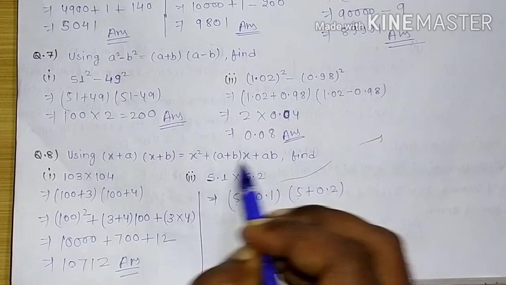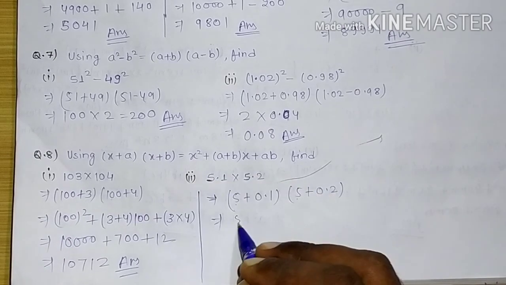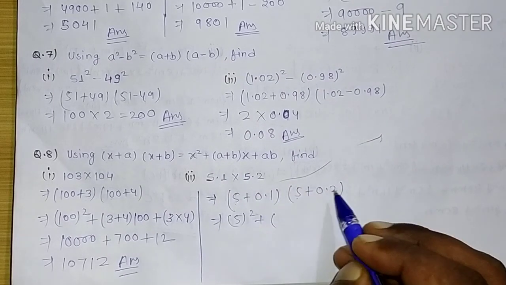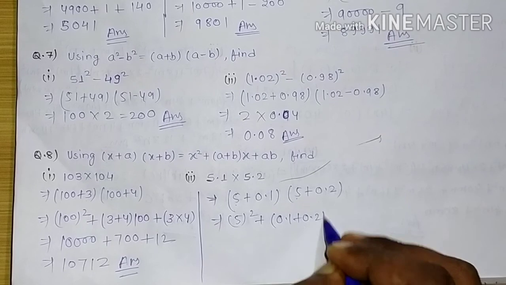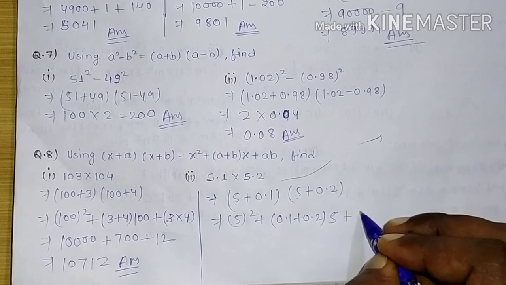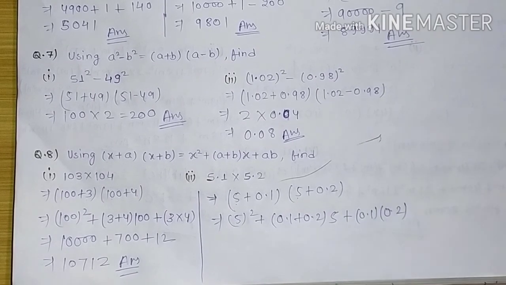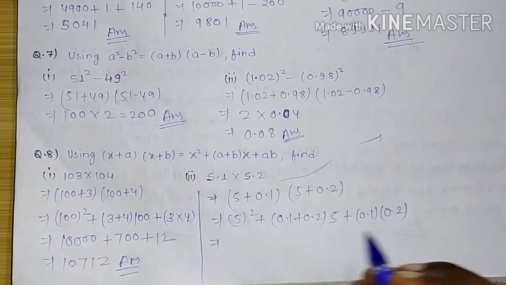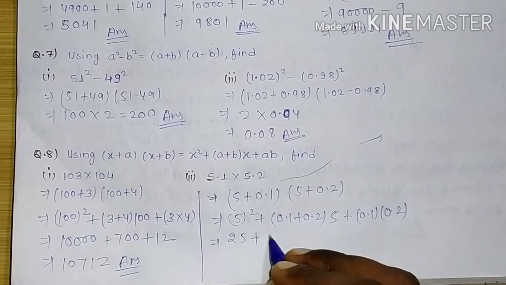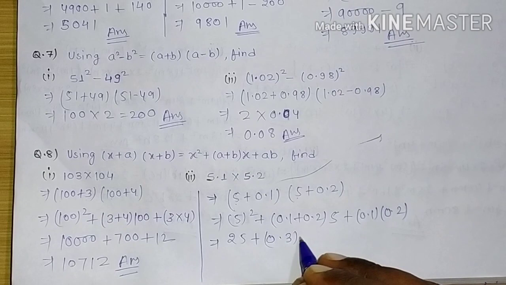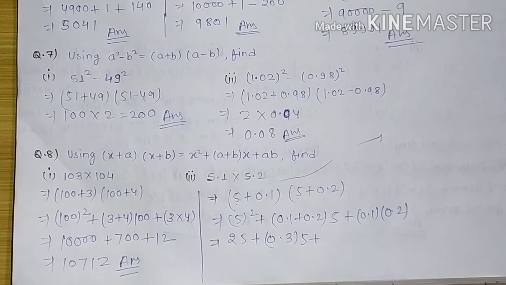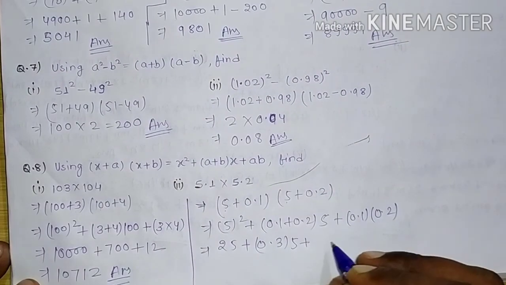Now let's just apply the formula, that is x square, so 5 square, plus a plus b, so a is 0.1 and b is 0.2, so 0.1 plus 0.2, and x is 5, plus ab. So a is 0.1 and b is 0.2. Now just simplify it. 5 to the whole square, that is 25, plus 0.1 plus 0.2, that is 0.3 into 5, plus 0.1 into 0.2, so this is 0.02.